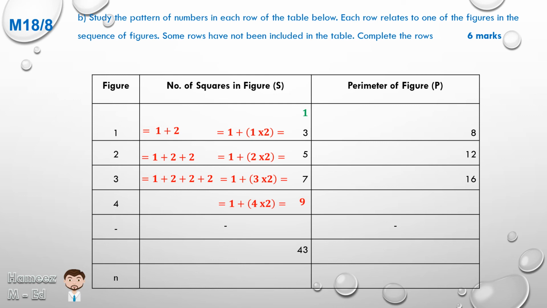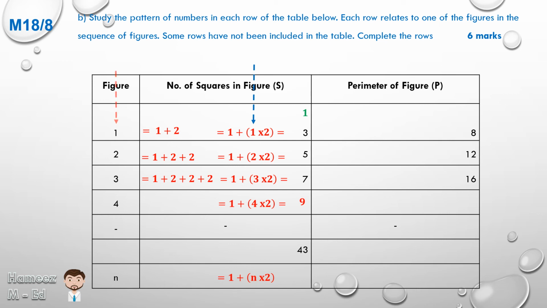And for n, for any figure number, we say 1 plus n times 2. How do we get the n? Let's recall that inside the brackets we have 1, 2, 3, 4 coming down. That's the only thing that's changing in the pattern as we go down the first 4 figures. And where are we getting 1, 2, 3, 4? From the figure column: 1, 2, 3, 4. So for any figure n, it'll be 1 plus n times 2.